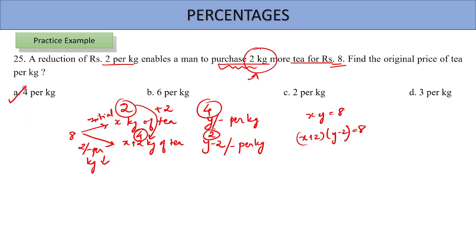Hence, my option A is the correct answer. I hope you understood. There is an option telling that the price is 4 rupees per kg. So 8 by 4 is going to give you X, which is 2 kg. Now, when you decrease this price by 2, you are able to purchase 4 kg, which is 2 more than the initial quantity, as asked in the question. And so the correct answer is option A.